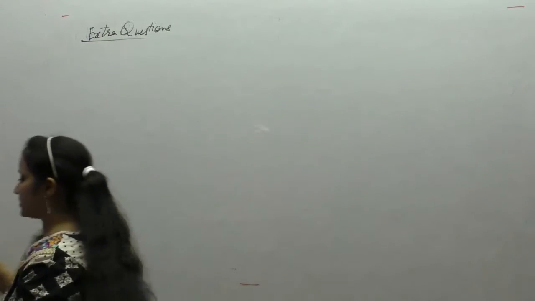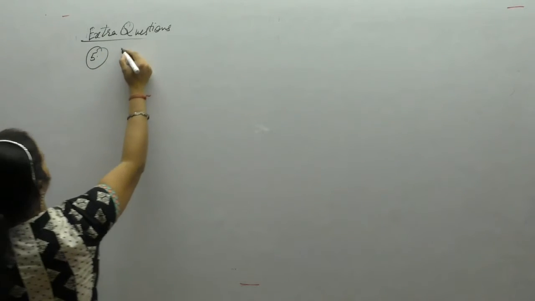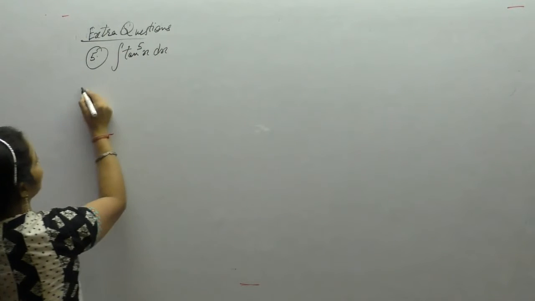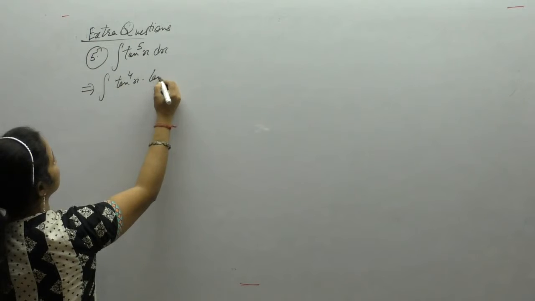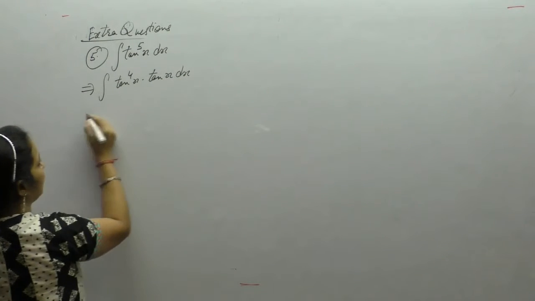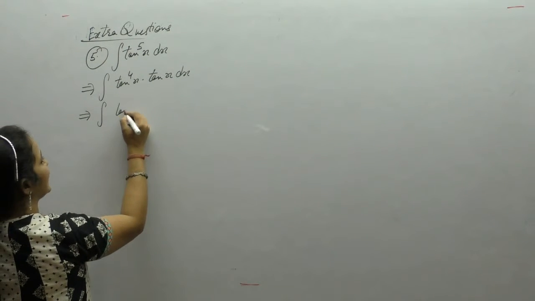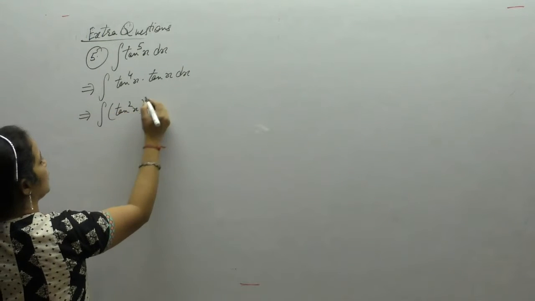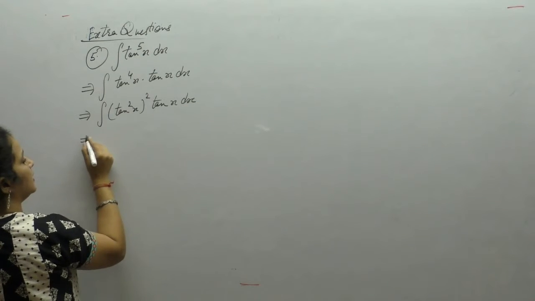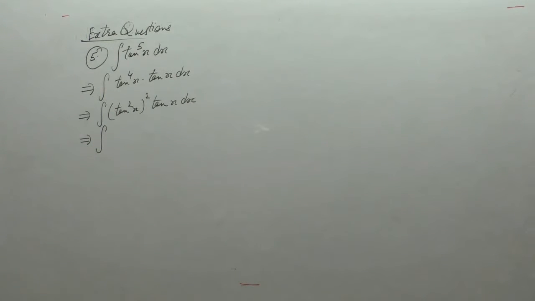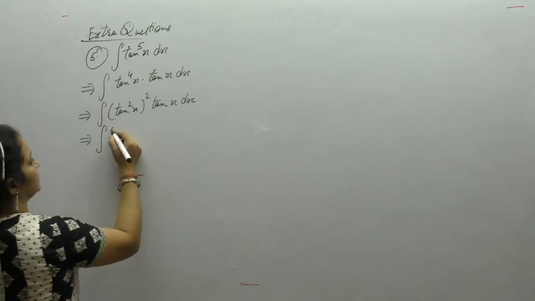Next question is integral of tan 5x. We write it as tan 4x into tan x, and in place of tan 4x we write it as (tan square x) whole square tan x dx. Now we use the identity here: tan square x is equal to sec square x minus 1.